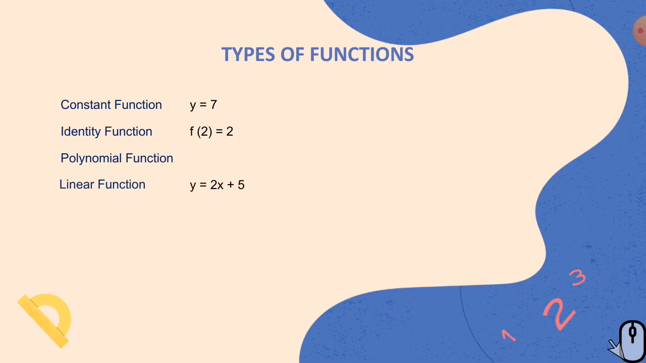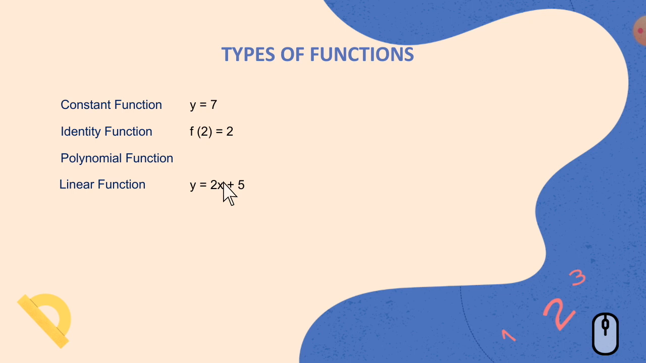So pag sinabi natin linear function, y is equal to 2x plus 5. So from the word linear, 1. So doon sa ating variable na x dito is mayroon siyang exponent na 1. Pero hindi na natin pwedeng isulat si 1 since gawin na natin siyang imaginary 1.